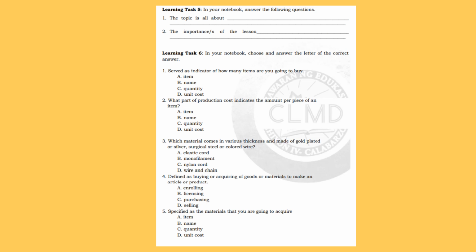Question number 4. Defined as buying or acquiring of goods or materials to make articles or products. A. Enrolling, B. Licensing, C. Purchasing, D. Selling. Specified as the materials that you're going to acquire. A. Item, B. Name, C. Quantity, D. Unit cost.